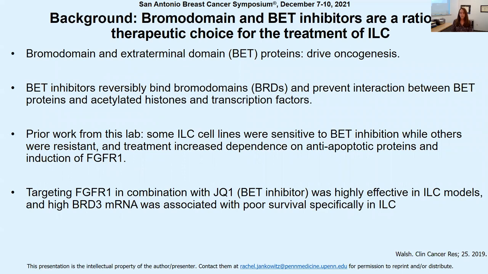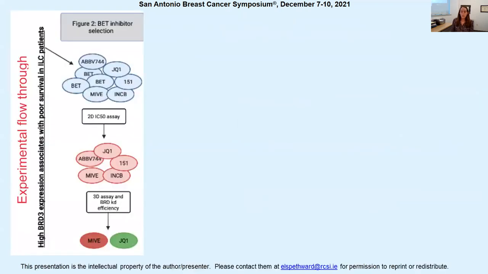Prior work from the same lab showed that some ILC cell lines were sensitive to BET inhibition while others were resistant. Treatment increased dependence on anti-apoptotic proteins and induction of FGFR1. Targeting FGFR1 in combination with a BET inhibitor was highly effective in ILC models, and high BRD3 mRNA was associated with poor survival, specifically in ILC. Dr. Ward and colleagues thus aimed to target the BRD family using BET inhibitors.